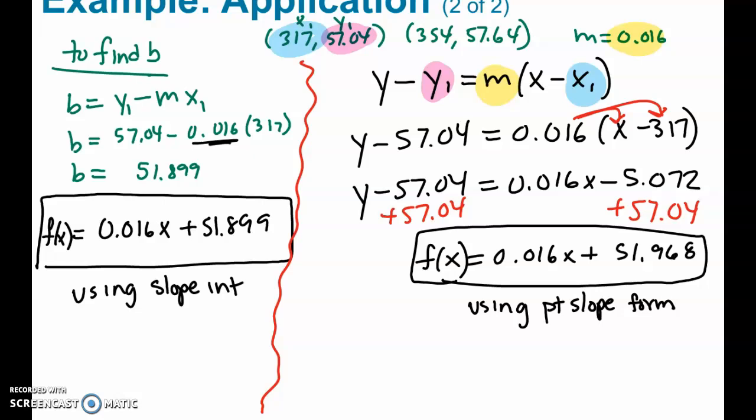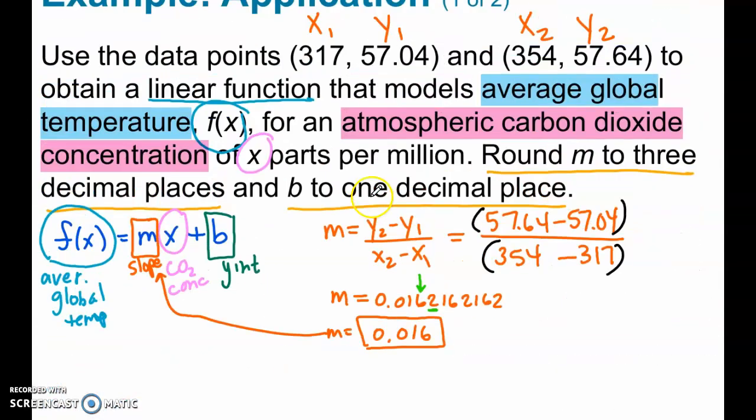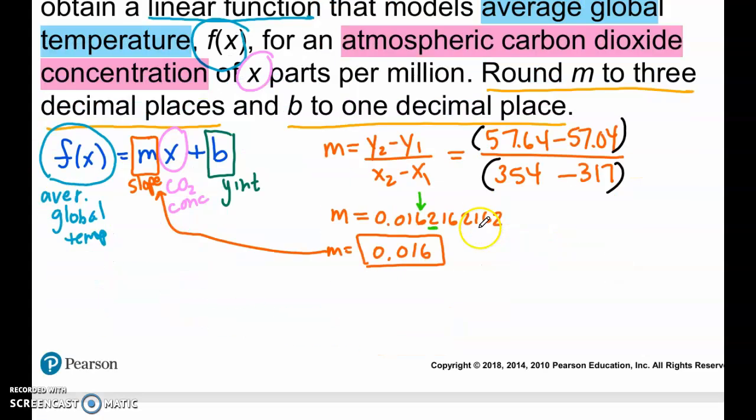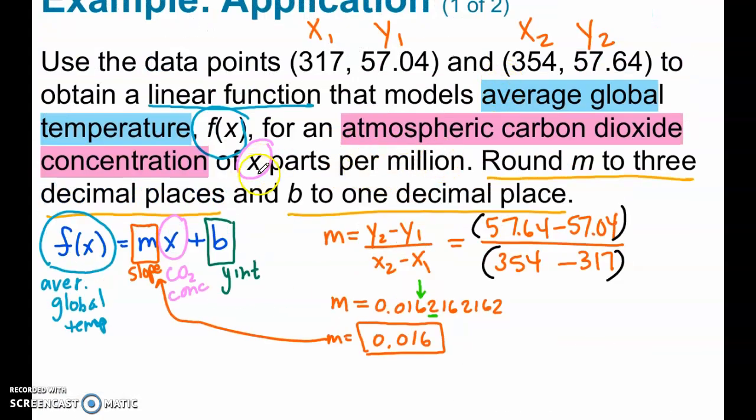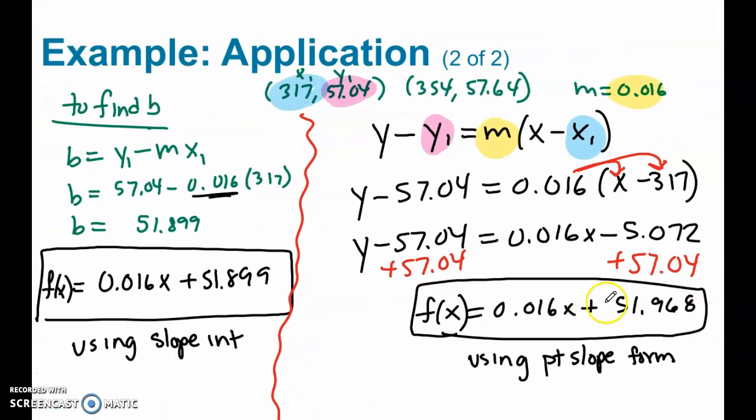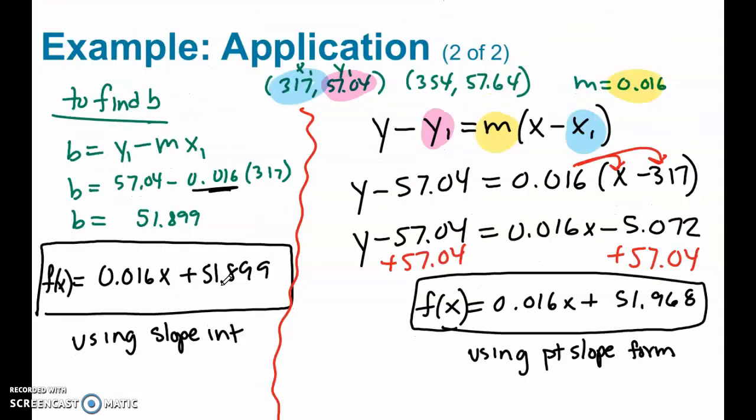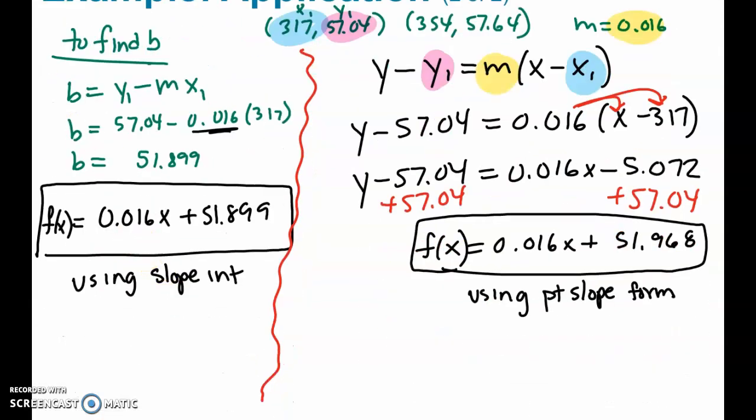And so that is the equation, or the linear function, that will model the average global temperature. So if you put the carbon dioxide concentration in for X, you will get the average global temperature for your output. All right, and that is the end of section 1.5.